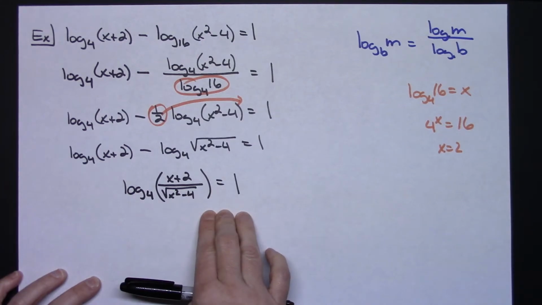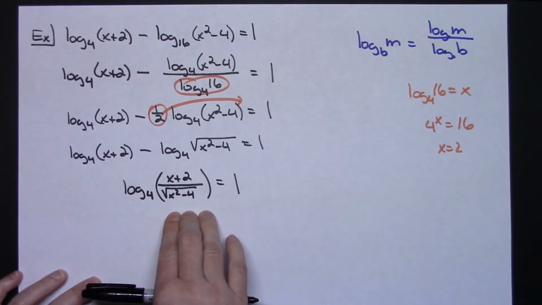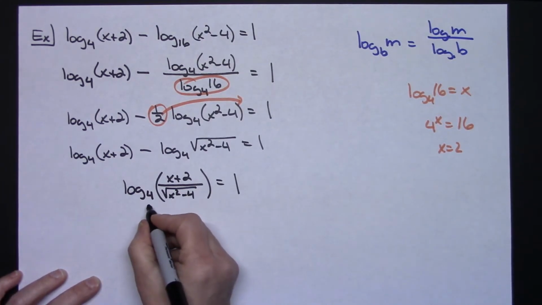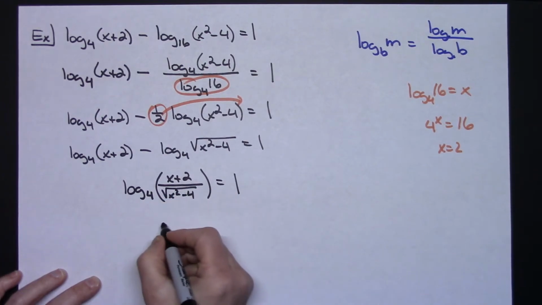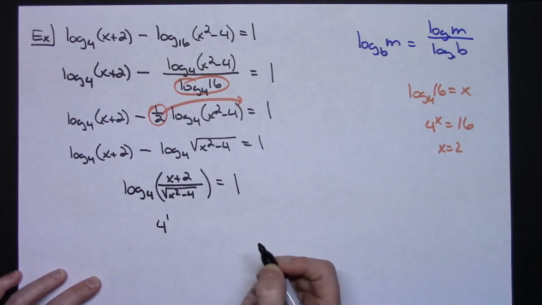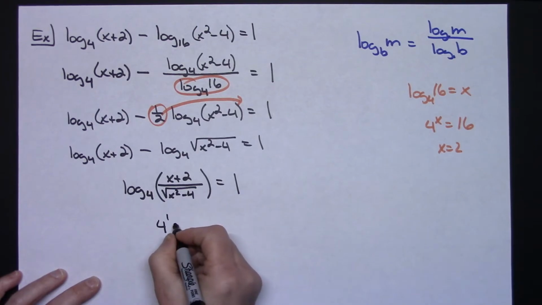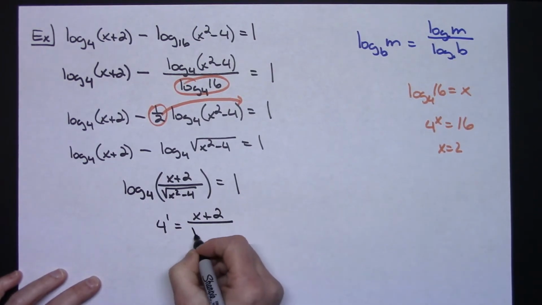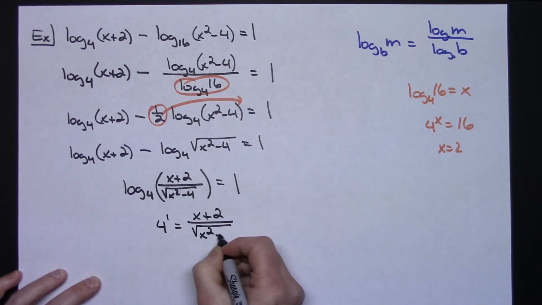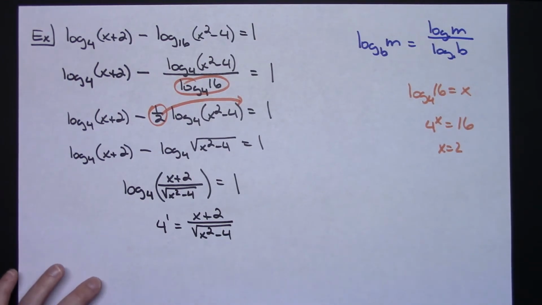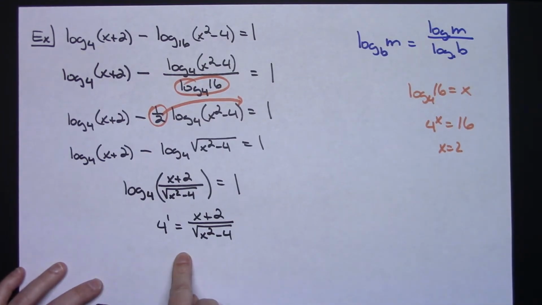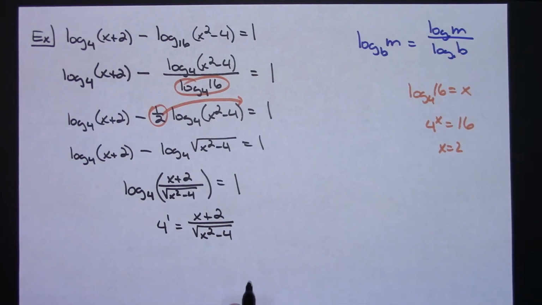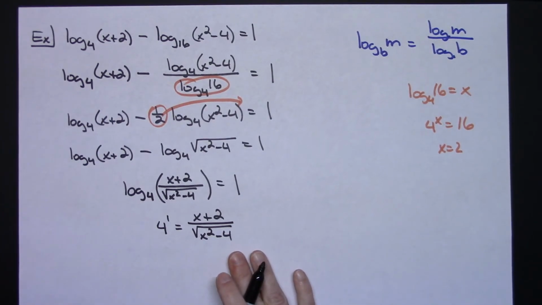I have a single log equation now that I can go into exponential form. So 4 raised to the first power equals that. So 4 raised to the first power, of which I wouldn't need the 1 there, is equal to x plus 2 all over the square root of x squared minus 4. Now at this point, it is just a lot of algebra that we need to crank out to be able to solve this equation. And I think I'm going to take this and go to another piece of paper so that I have plenty of room to write here.